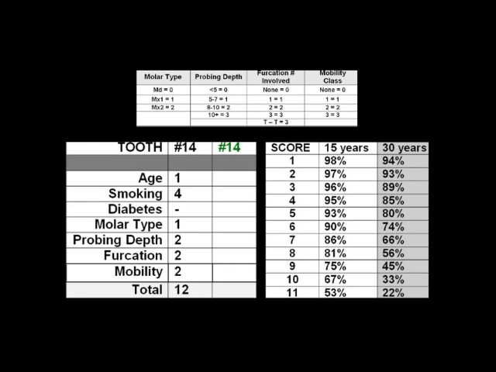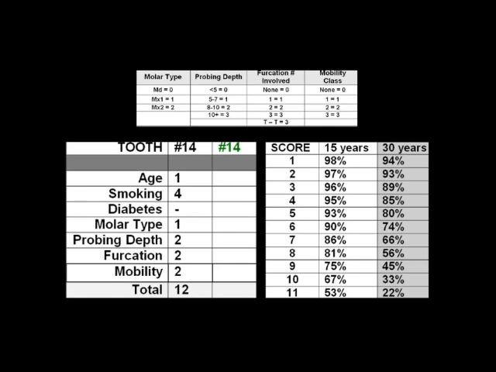We're interested in treating teeth that have better than a 50-50 chance of surviving, and the score of 12 means that these teeth do not meet that criteria. Because of that, many dentists would go ahead and suggest removal of these teeth rather than treatment.